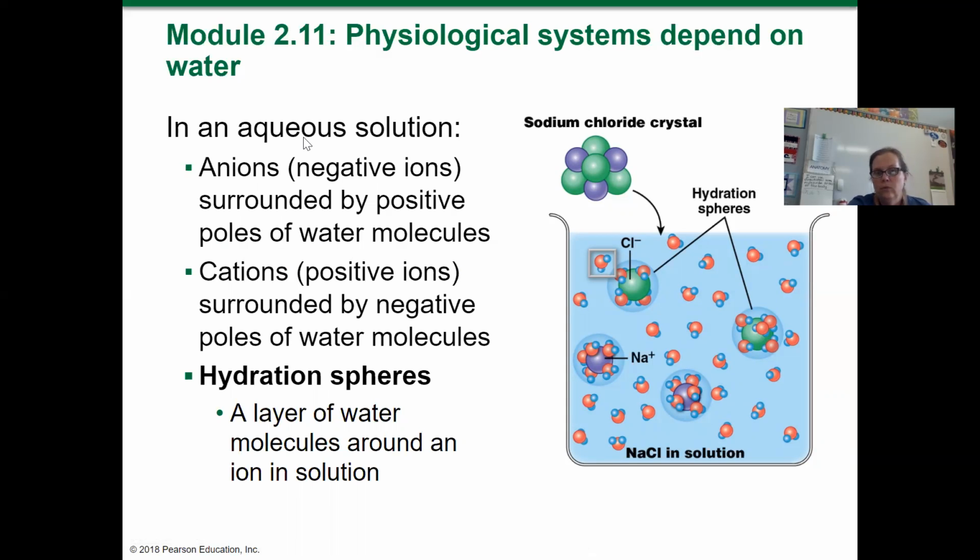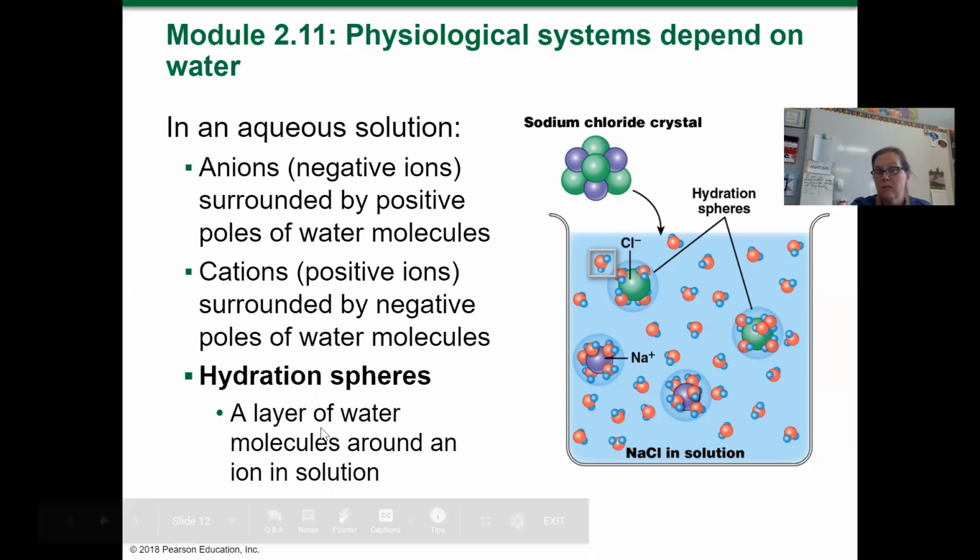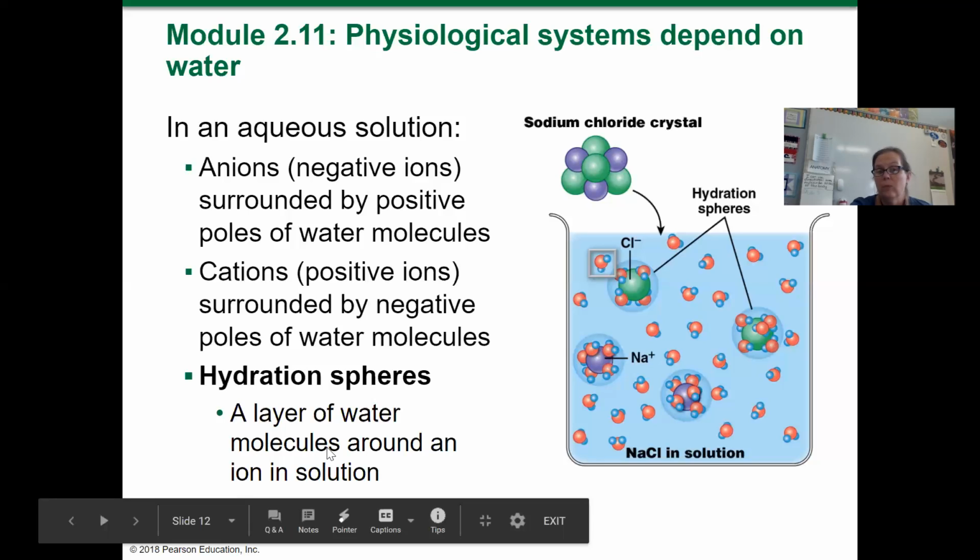So in an aqueous solution, anions are surrounded by the positive poles of water, and cations are surrounded by the negative poles of water. Okay, so the negative side. A pole is like the north and south pole. It's not really up or down, left or right, but it helps to describe a sphere. And this forms these hydration spheres, a layer of water around these ions in solution.